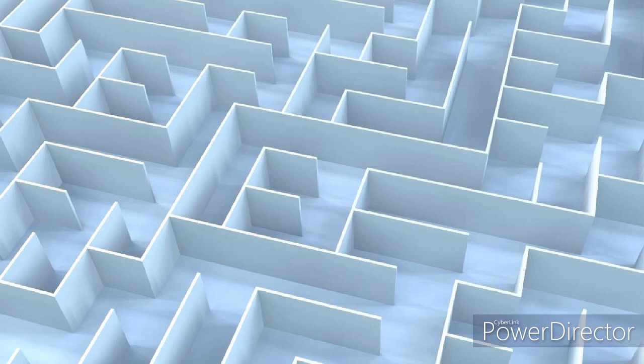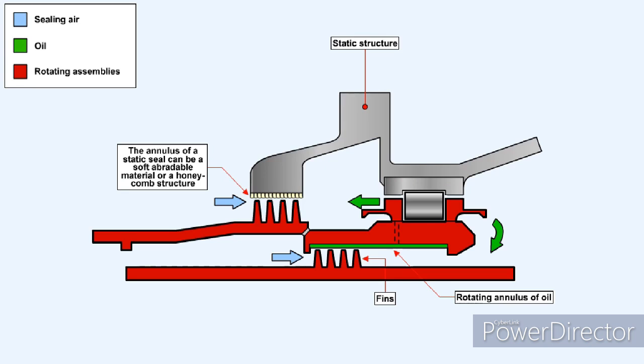To prevent the leakage of oil or air into spaces where it should preferably be excluded, several different types of seal are in current use. Most of these seals work on the principle of the labyrinth, which is another name for a maze. The labyrinth seal consists of fins which rotate within an annulus of oil, or, where the exterior of the seal is static, the annulus can consist of either a soft, abradable material or a honeycomb structure. In the case of the abradable material or honeycomb structure, initial running of the engine makes the fins rub against the annulus material, cutting into it to give the minimum clearance.